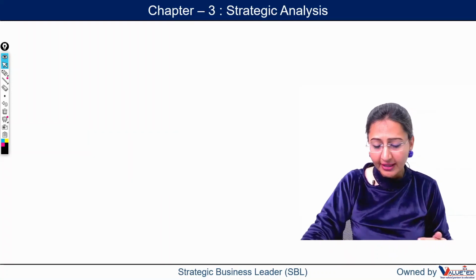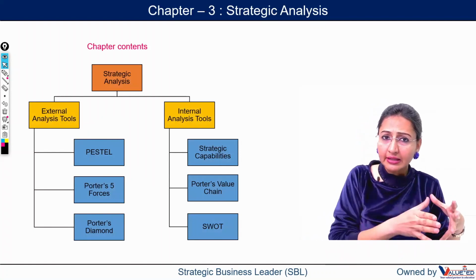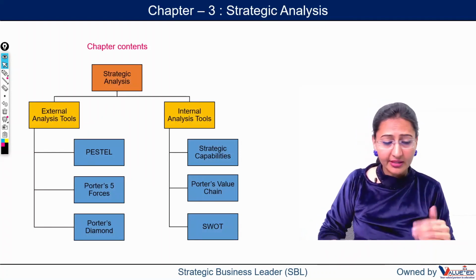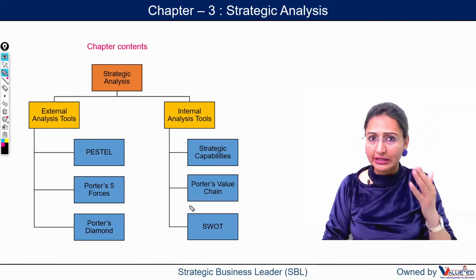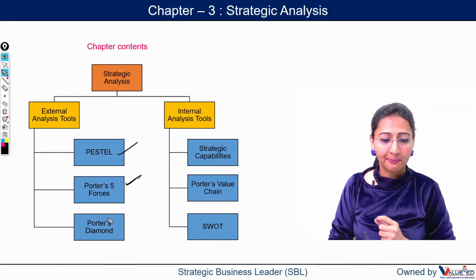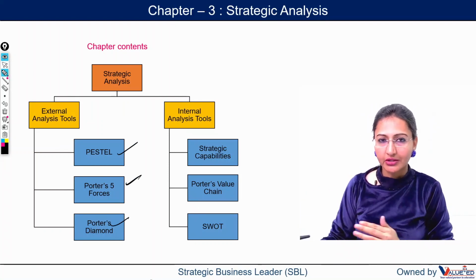So, in strategic analysis, the chapter contents will majorly involve external analysis as well as internal analysis. Under external analysis, we have three major tools in your syllabus, that is PESTLE, then Porter's five forces, and Porter's diamond, which we are going to see in this chapter.